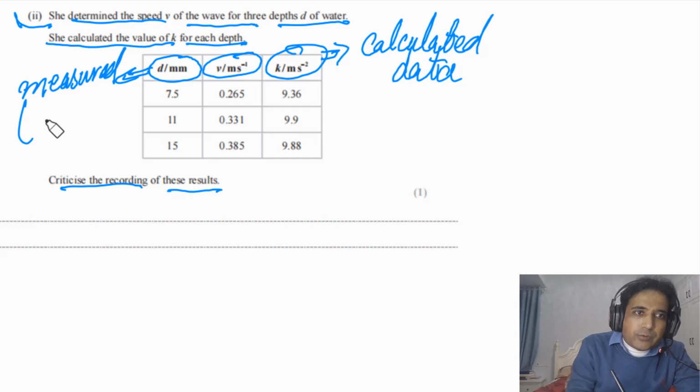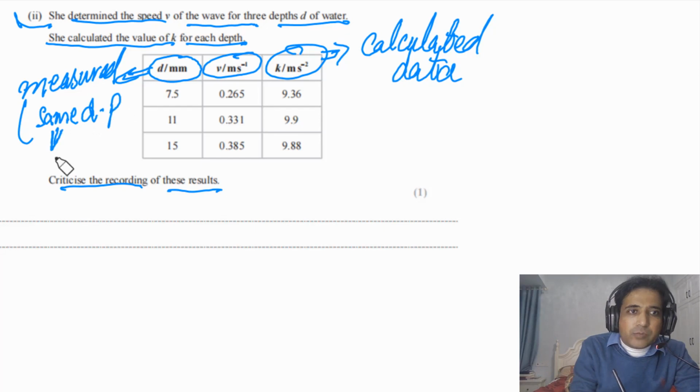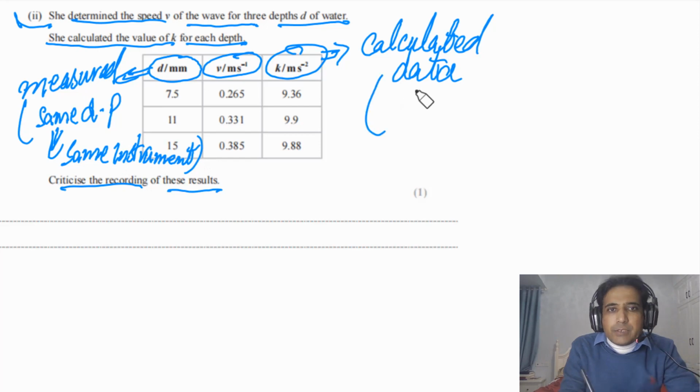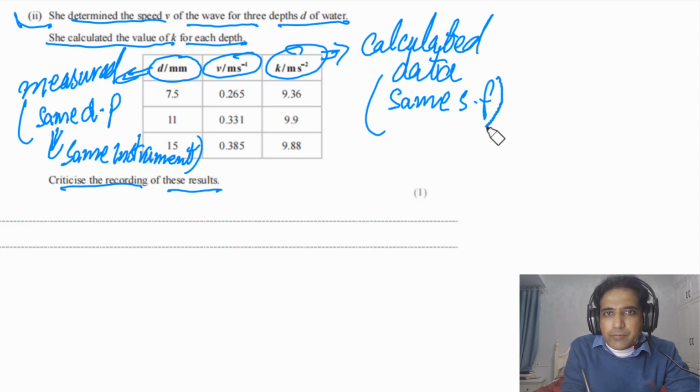Measured values should have the same dp. So it's a very important one. All of them should have the same dp, because we measure them using the same instrument. And calculated data should have the same SF. It's better to keep the same number of significant figures.